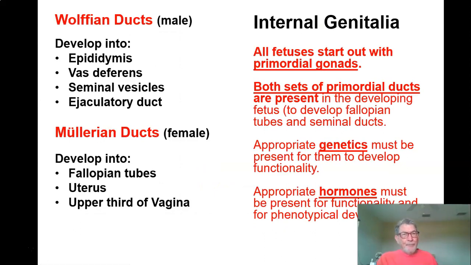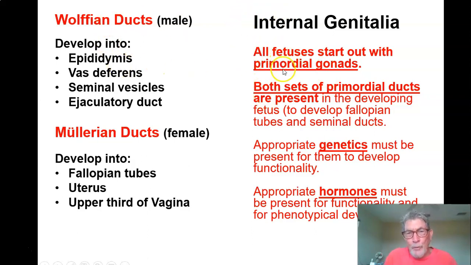Now, the original embryo has what are called primordial gonads. Everybody winds up with the same 2 to start with. They will develop as ovaries by default unless they get the right amounts of testosterone and stuff to develop into testes.